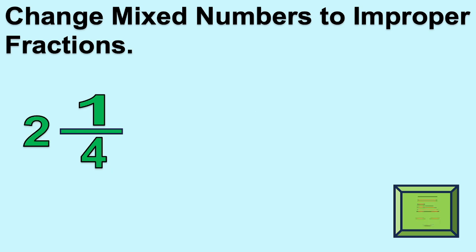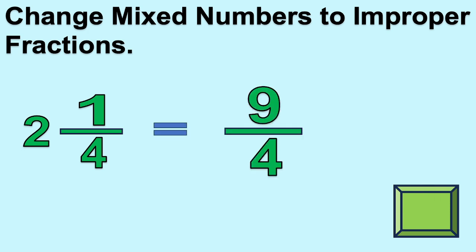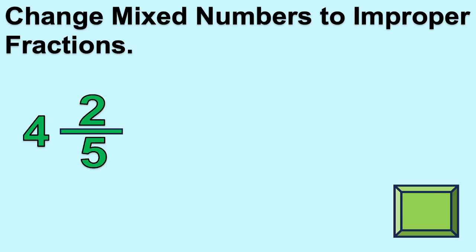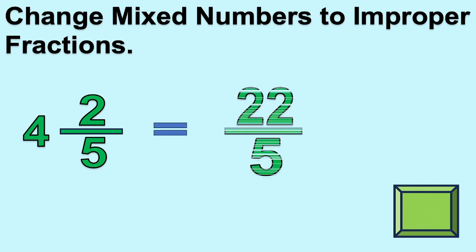2 and 1/4. Time's up, the answer is 9/4. Another, 4 and 2/5. Time's up, the answer is 22/5.